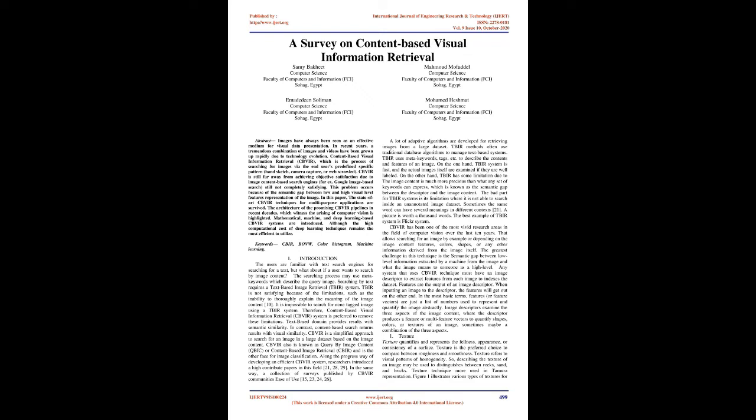Introduction. Users are familiar with text search engines for searching for a text, but what if a user wants to search by image content? The searching process may use meta keywords which describe the query image. Searching by text requires a text-based image retrieval, TBIR, system. TBIR is not satisfying because of limitations, such as the inability to thoroughly explain the meaning of the image content. It is impossible to search for an untagged image using a TBIR system.